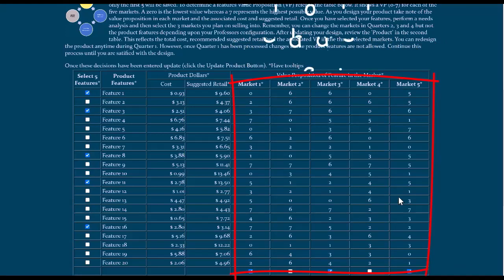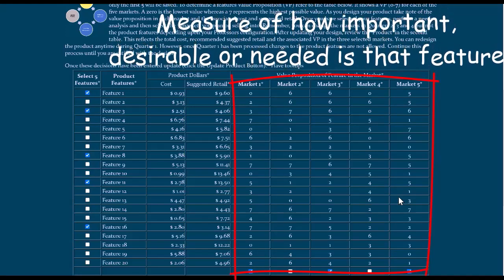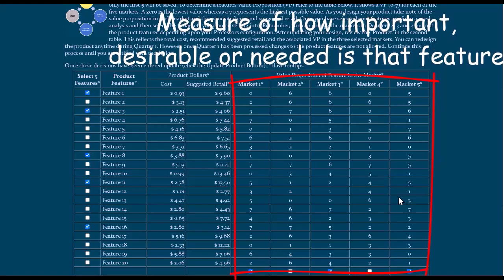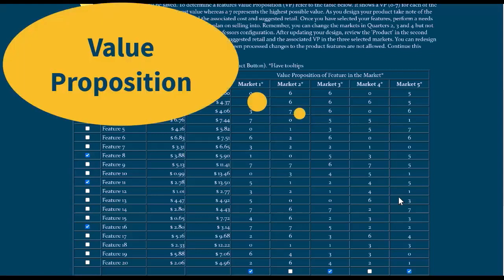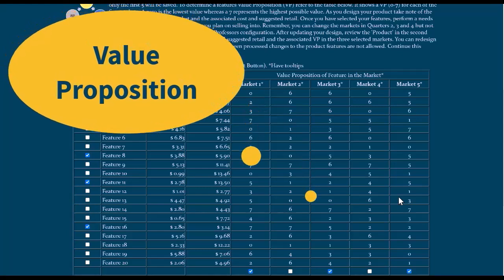The value proposition essentially is a measure of how important that particular feature is to a respective market, to a demographic. So for example, if we're selling textbooks and I happen to be a manufacturer or creator of engineering textbooks, I'm going to be interested in the engineering schools. On the other hand, if I'm selling business textbooks, I'm going to be interested in those schools that have business curriculum. Well, that is what the value proposition means.